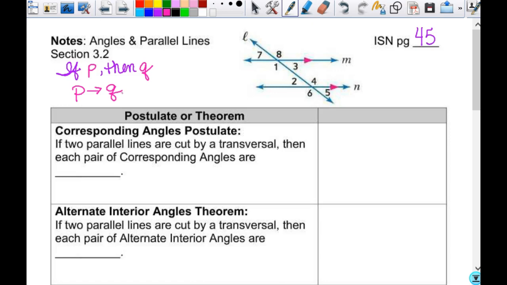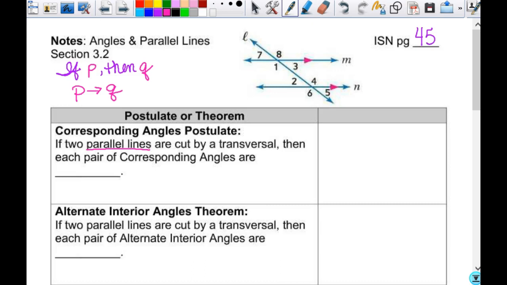Now, what we have today, which we didn't yesterday, I still have 2 lines cut by a transversal, but now they're 2 parallel lines, which means there are going to be special properties about these angles. And so this starts off with if 2 parallel lines are cut by a transversal, right? Is that what I have? Yes? Okay. Then, since I do, this happens. Each pair of corresponding angles are blank.